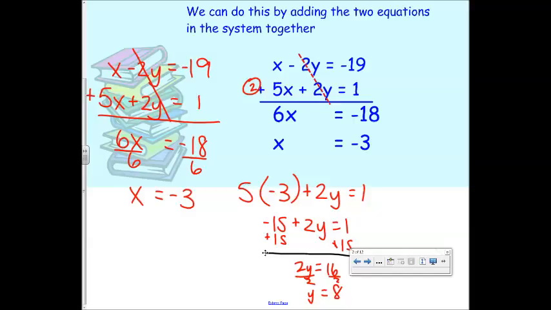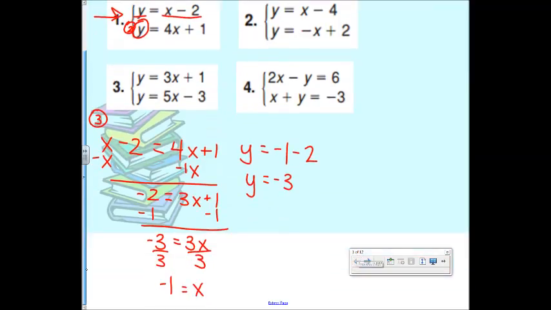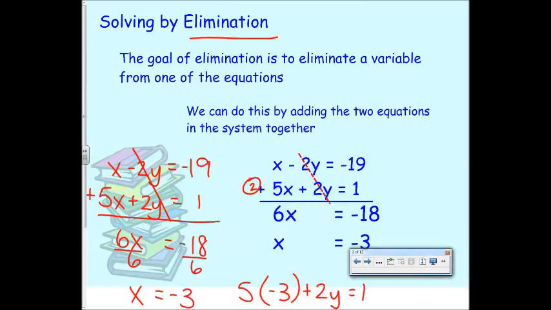Elimination is awesome because elimination makes stuff disappear so that you really only have 2 pretty simple problems to do. Unlike substitution, if we go back to this rewind right here, with substitution, you end up with a lot more math to do than you do in elimination because elimination just makes things disappear. You don't have to plug anything in, it just cancels them out.